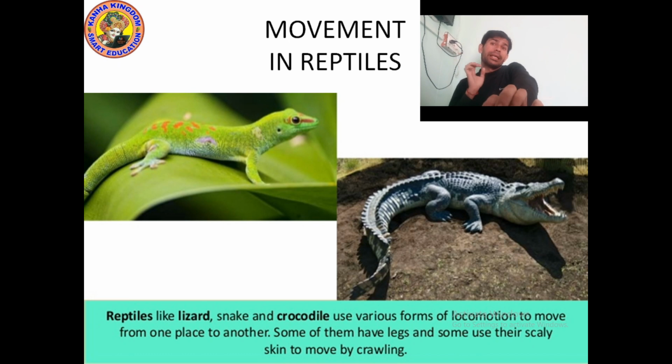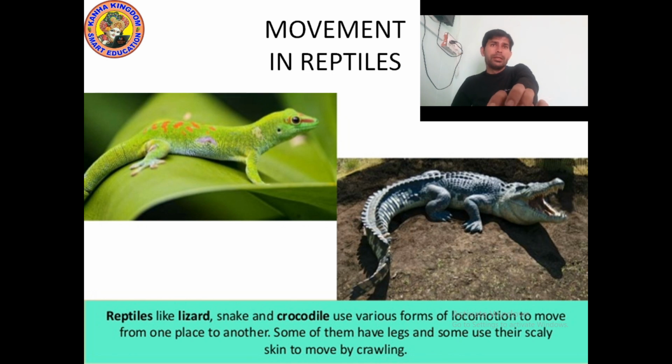A turtle is also a reptile. Yes, a turtle is also a reptile. So a turtle can swim easily, but I know a turtle is an aquatic animal. Yes, you know about it. A turtle is an aquatic animal, but it uses its limbs to move. Yes, so a turtle can swim easily using its limbs. So I hope you understood. We will also talk about snake, how does a snake move, and we will also talk about frog.